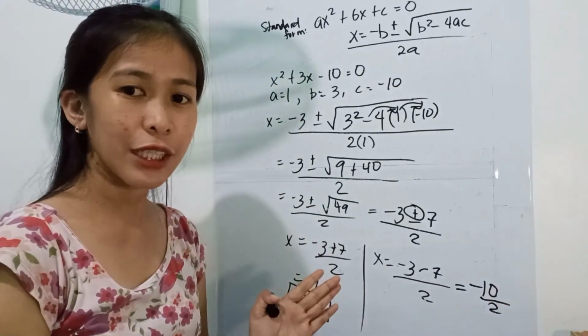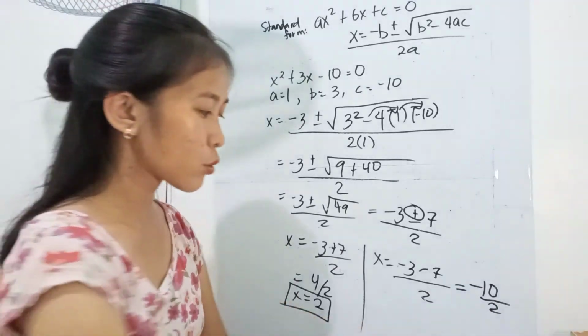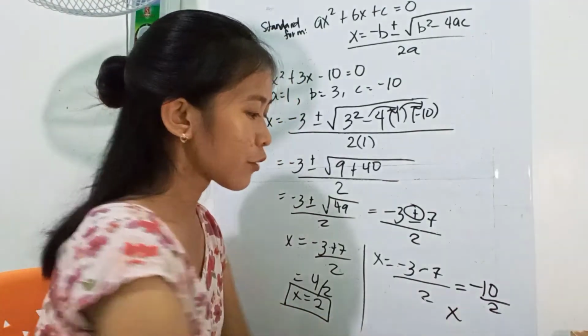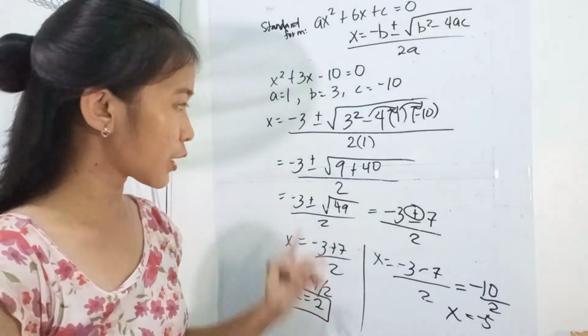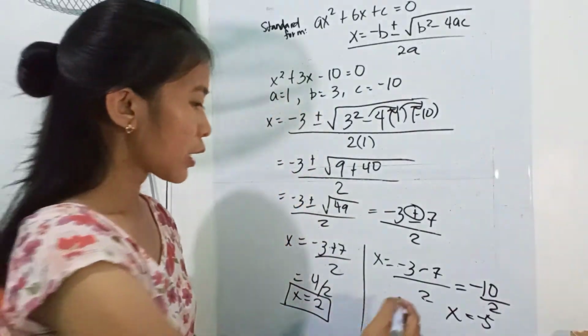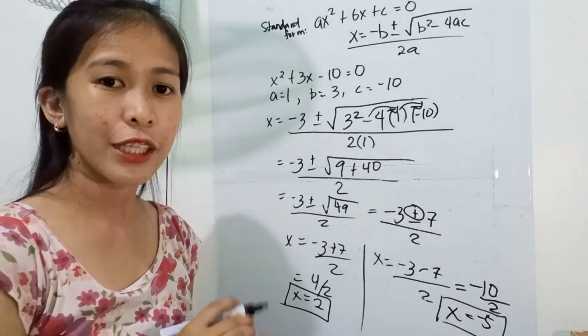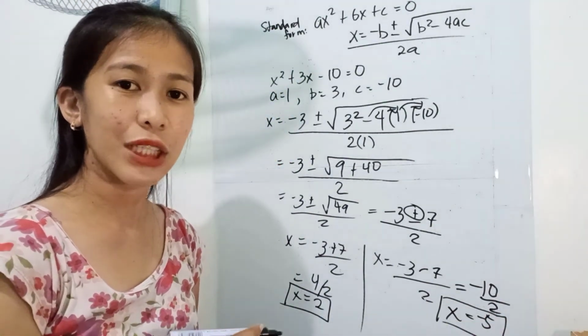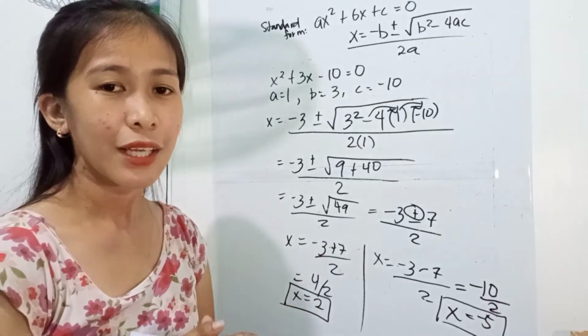2. And then, right after that, kunin nyo na. I-divide nyo na siya. Negative 10 divided by 2 is, of course, negative 5. Therefore, our x is negative 5. So, our solution for this quadratic equation is x is equal to 2 and x is equal to negative 5. As simple as that. Ganun lang siya kadali.